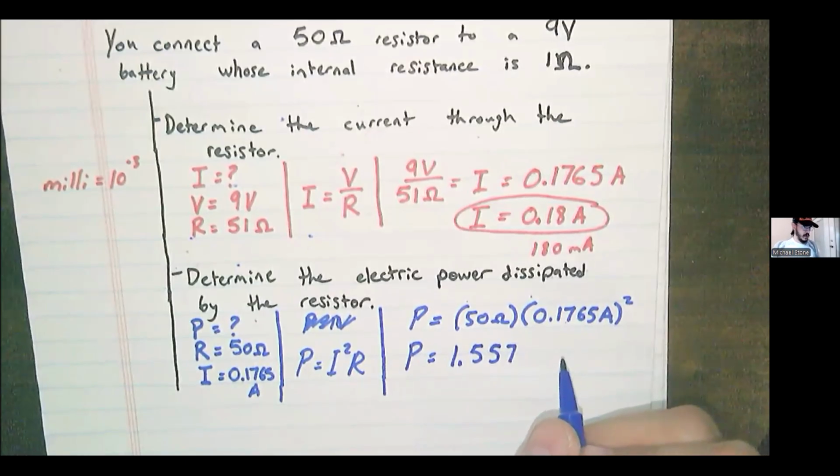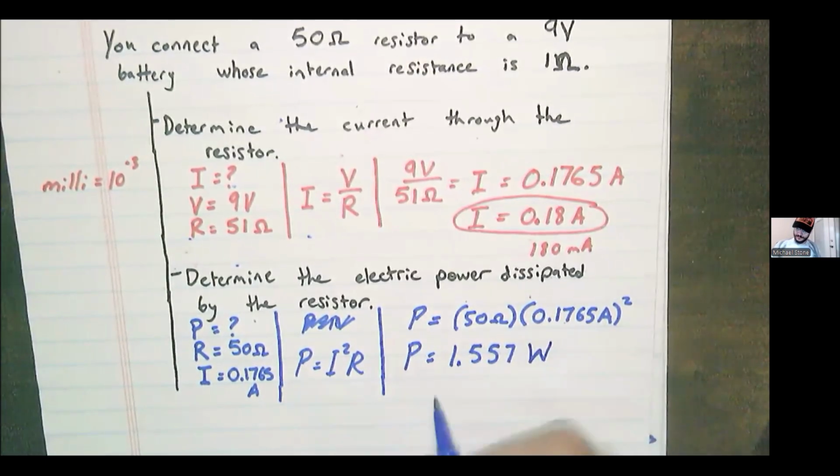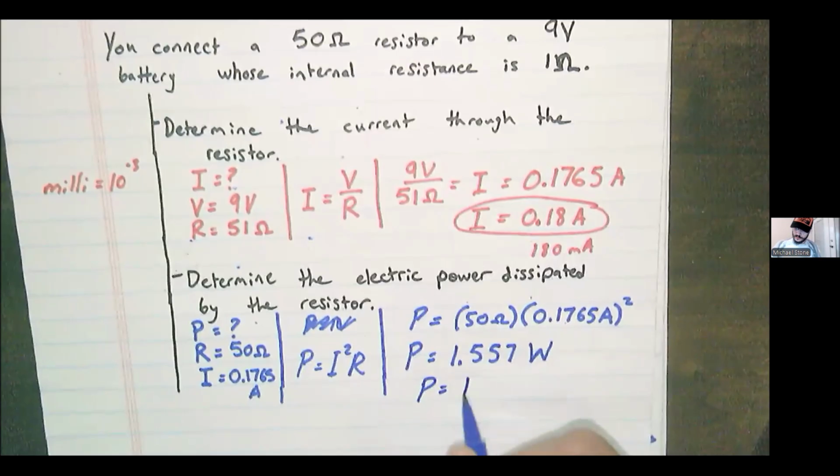amp squared ohms. Do you remember the units for power? If you don't, I'm going to be upset with you. It's watts. So about 1.6 watts.